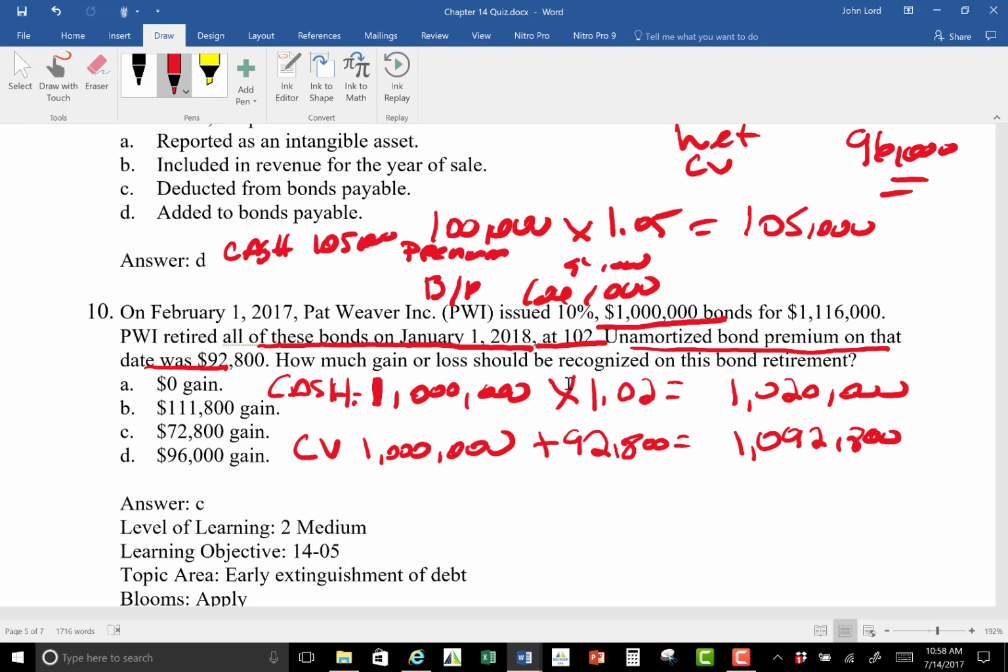Is that a gain or a loss? No, it's a gain. If the bond is at 1,092,800, that's what you'd have to pay to get rid of this. And because of the covenant of the bond deal, I'm able to call it at 1,020,000 and literally take it off the books, right? Okay. And so what happens? That difference is 72,800. That is a gain, isn't it?